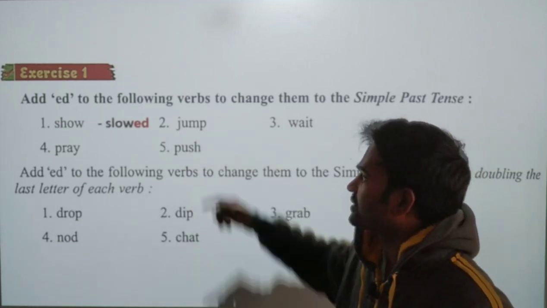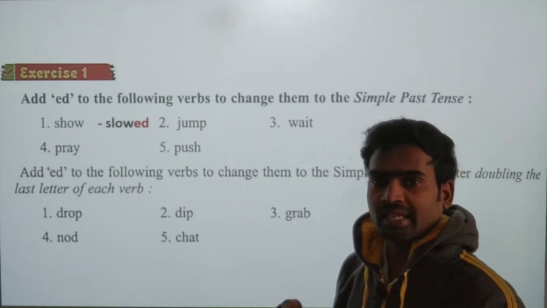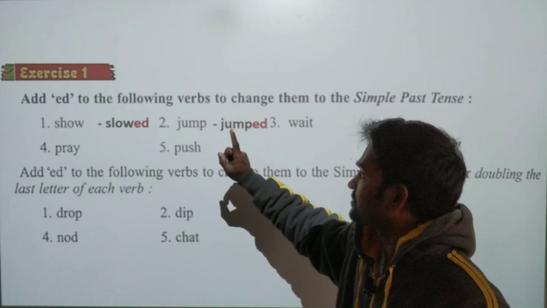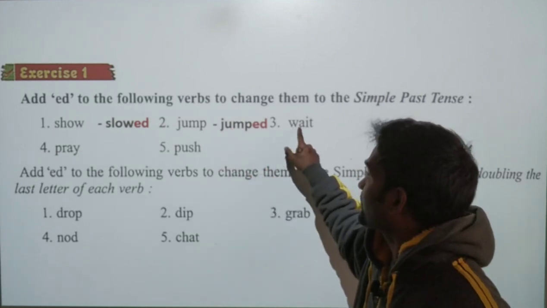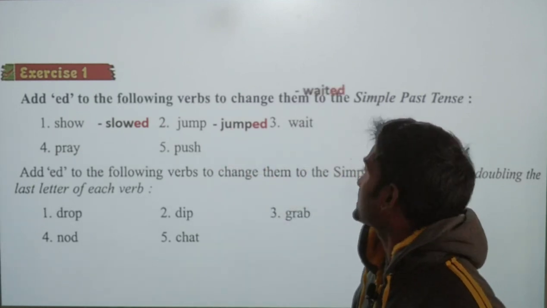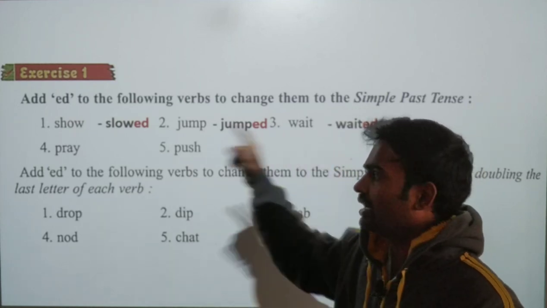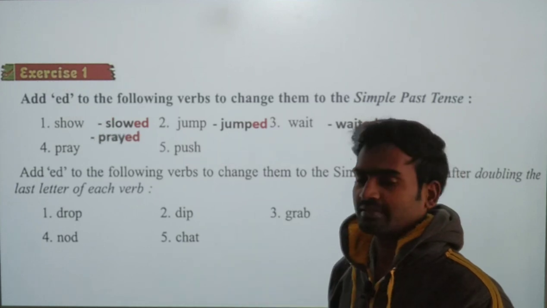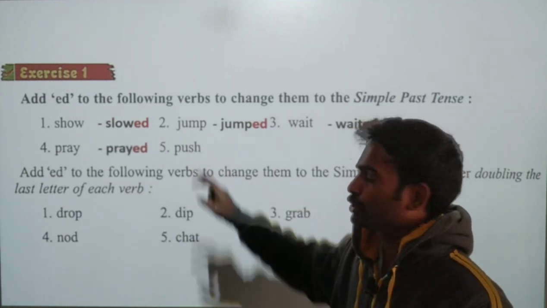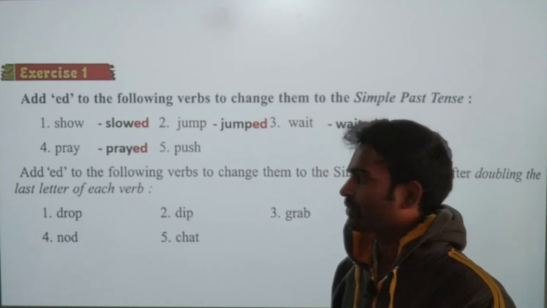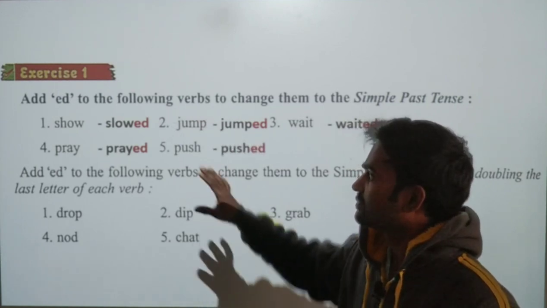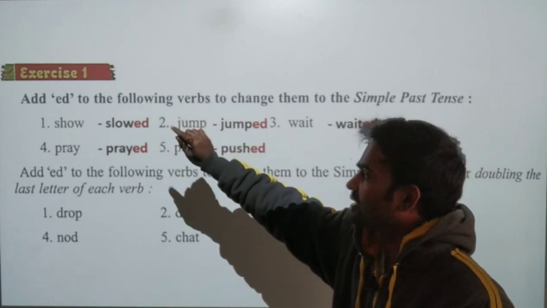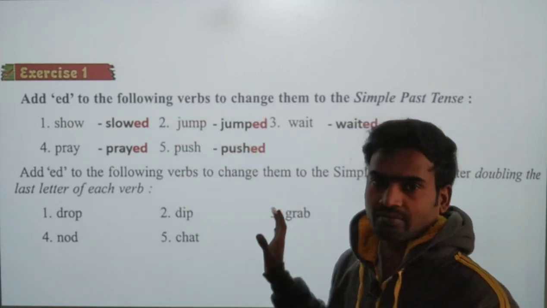And jump, jumped, add ed here. Jumped. And wait, add ed, waited, right? And pray, add ed with the verb, prayed. And the last one, push, add ed, pushed. So here it is very simple. We have simply added ed to a base form verb.